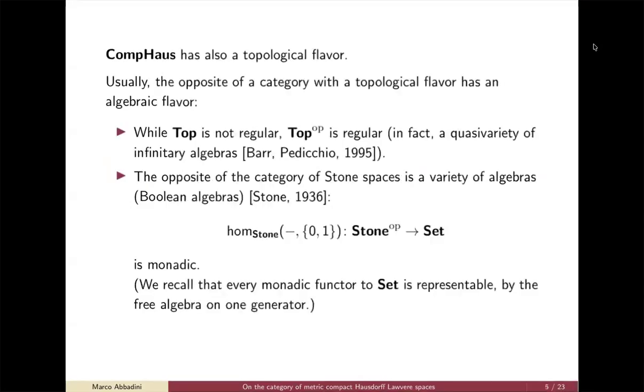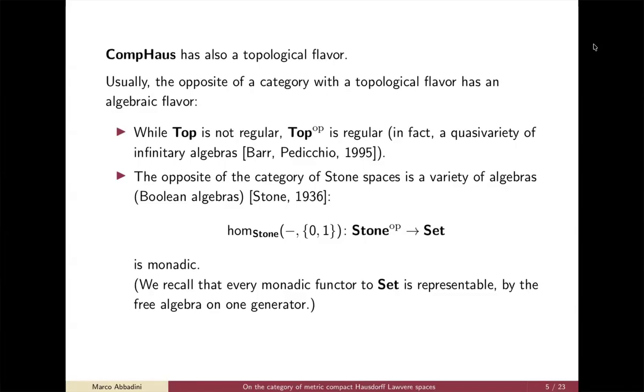But besides the algebraic flavor, it has also a topological flavor. And usually the opposite of a category with a topological flavor has an algebraic flavor. For example, while Top, the category of topological spaces, is not regular, its opposite is regular, and in fact, even a quasi-variety of infinitary algebras. Or the opposite of the category of those spaces called the Stone spaces is a variety of algebras, namely Boolean algebras. This is the famous Stone duality. So the opposite of the category of Stone spaces is monadic over set.